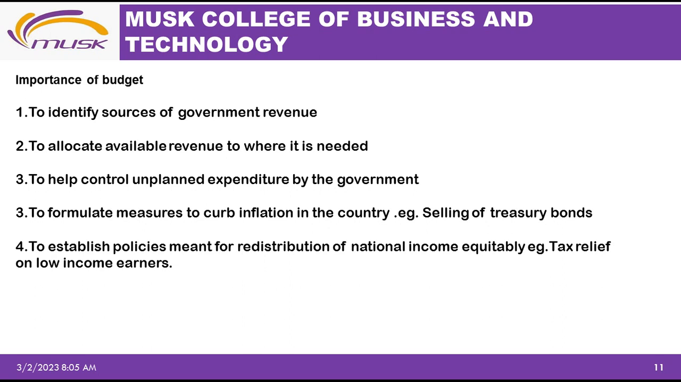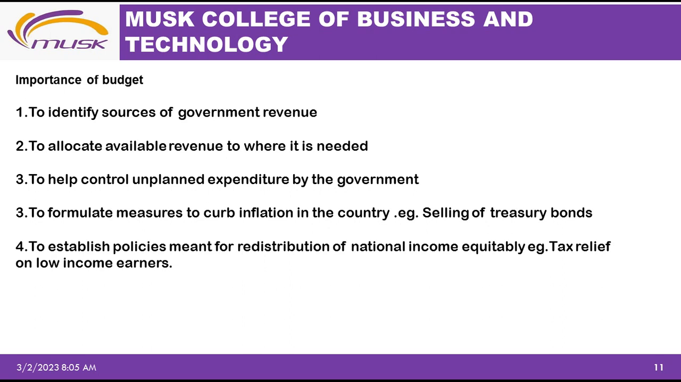So why do countries need budgets? Number one is to identify the government revenue. Also, to be able to identify the sources of finances. The other one is to allocate available revenue to where it is needed. The other one is to help control unplanned expenditure by the government. The other one is to formulate measures to curb inflation in the country, e.g.